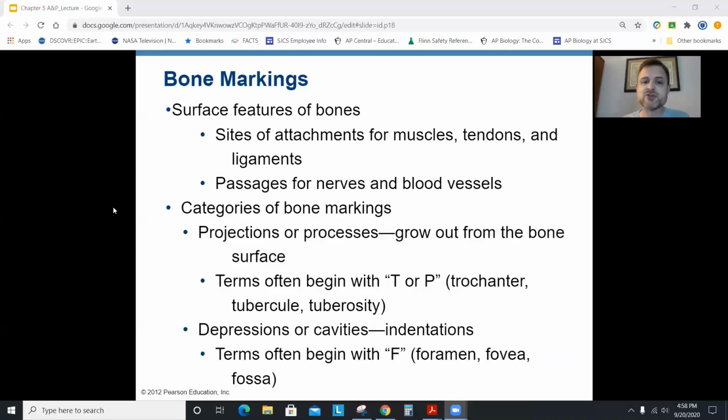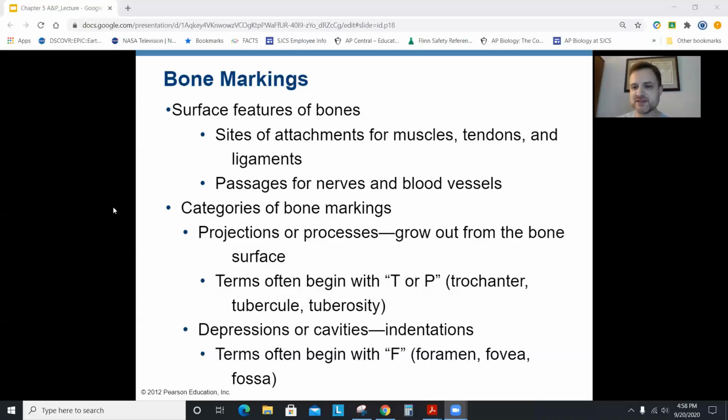So whenever you see a bone marking or a bone surface feature, maybe it's an etching or a hole or a little thing that sticks out, those are sites either for attachments of muscles or maybe tendons or ligaments. If the bone is completely smooth, it's going to be hard for stuff to attach to it. If you see holes in bones, that might be a passage for a nerve or for blood vessels. We'll do several labs in class where we look at different bones and identify the different markings and etchings on the bones and what they do. We're going to revisit this more later, but there are lots of different terms to categorize bone markings.